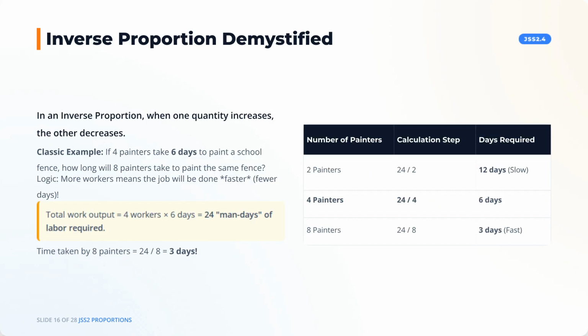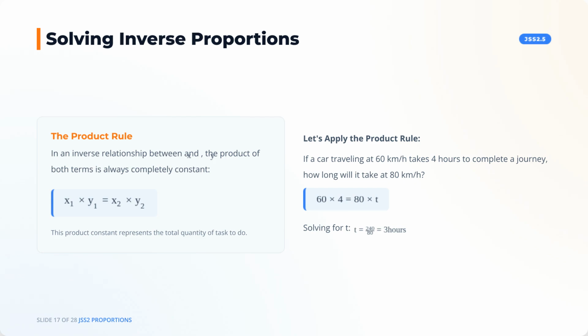Now, let's demystify inverse proportion. In this relationship, when one quantity increases, the other must decrease. For example, more workers on a job means it gets finished in fewer days. To solve these, use the product rule. Because the total workload is constant, the product of the terms always remains the same. If you know the initial workload, you can easily calculate unknown values.